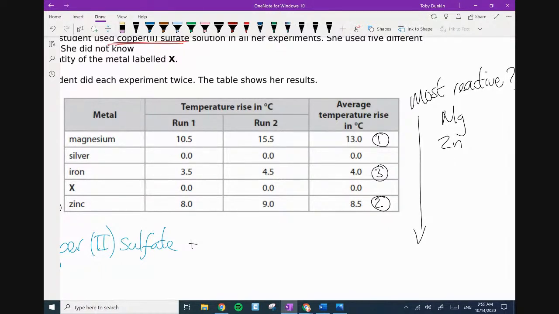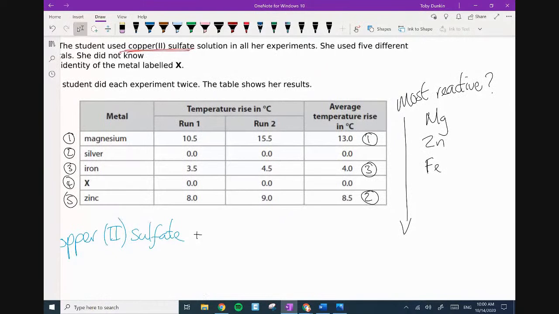Right. Now, guys, there's a problem. So silver and X. What's the problem with silver and X in this question? Can we put them in order? And then the really X is silver, gold, or platinum. That's what Jack said. Well, it can't be silver, Jack, because silver's already in the table. But it could be copper, Jack. Could it be copper?